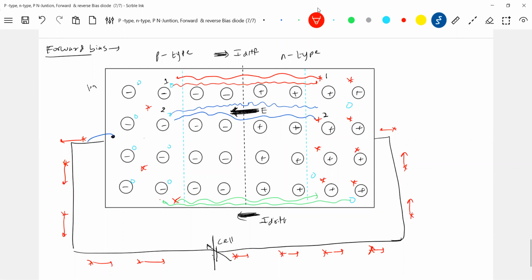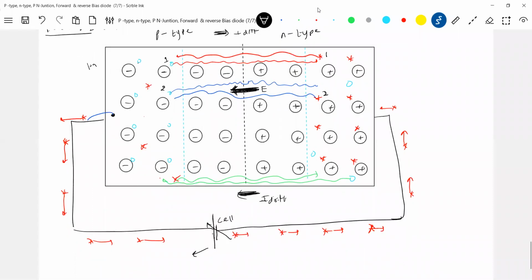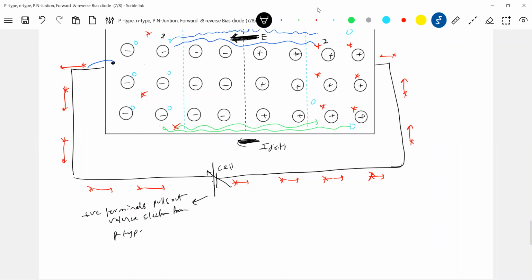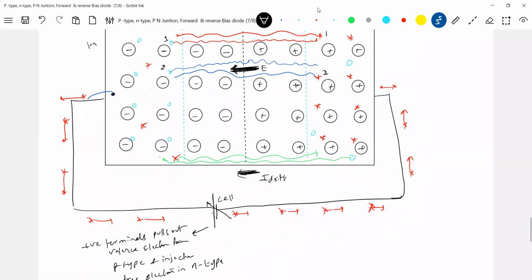So what is this valence electron? What this positive terminal will do is pull out valence electrons from the p type. The positive terminal pulls out valence electrons from the p type and injects free electrons in the n type. I think this is a very important part: there will be injection of majority carriers.